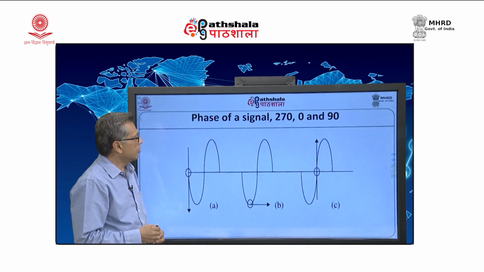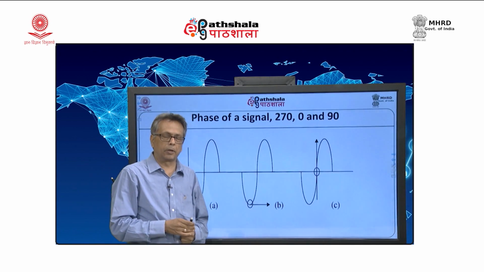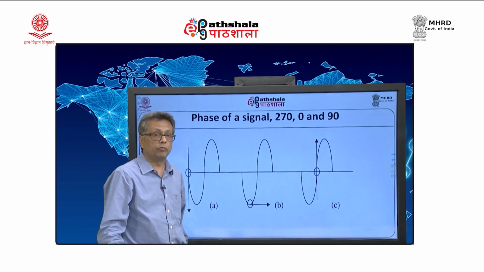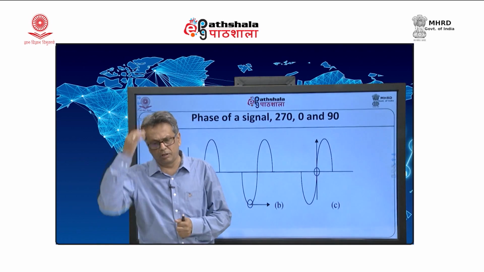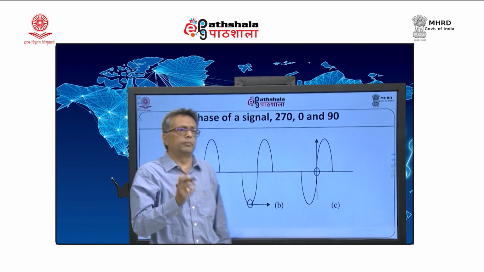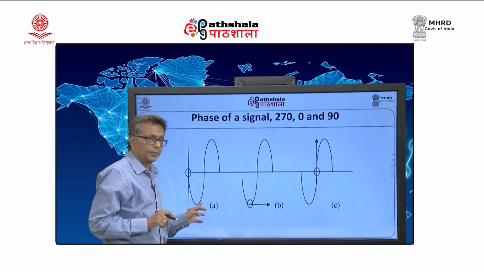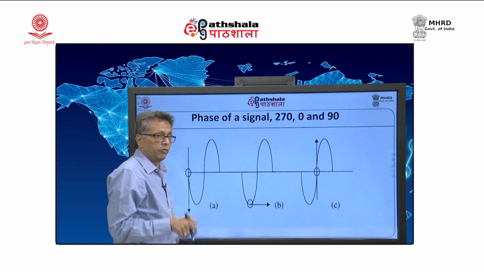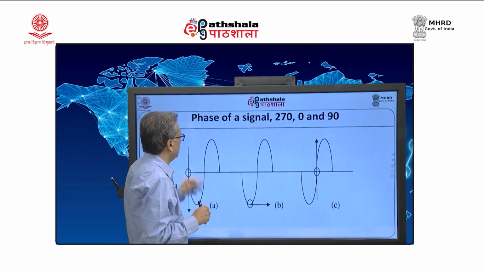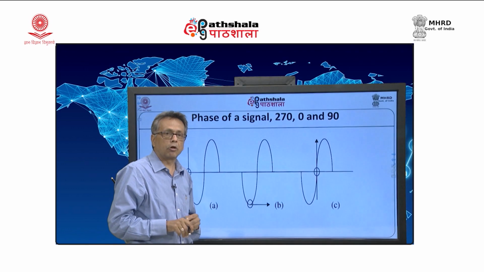Okay. The phase of a signal is the other property. In the previous module, we looked at digital signals. In this module, we are looking at analog signals. So, this is the other property of an analog signal. The first property is frequency that we have already seen. The second property is called phase.